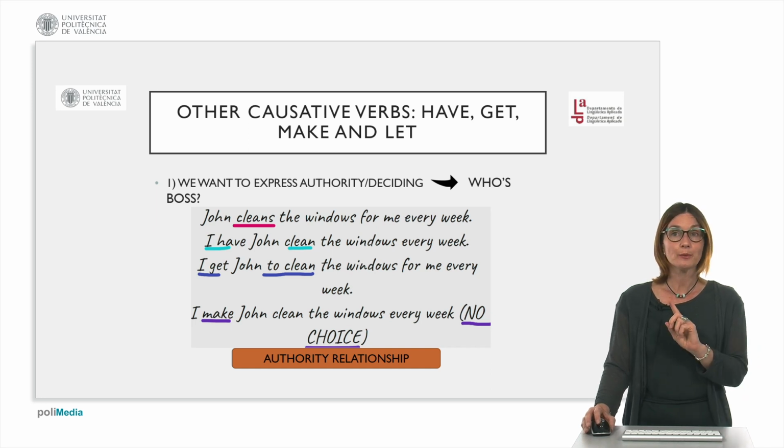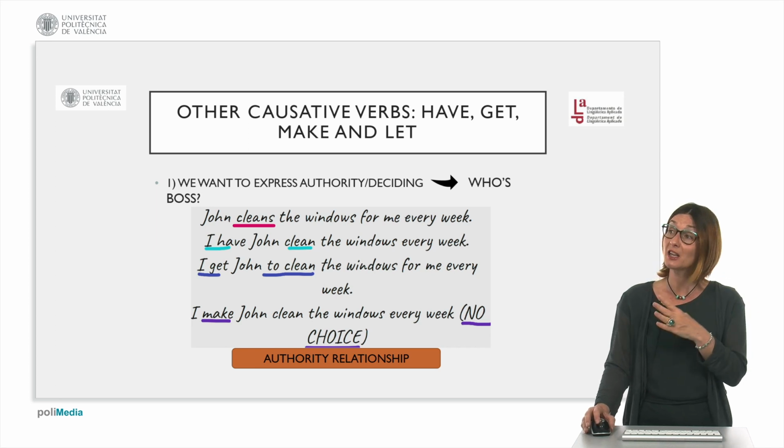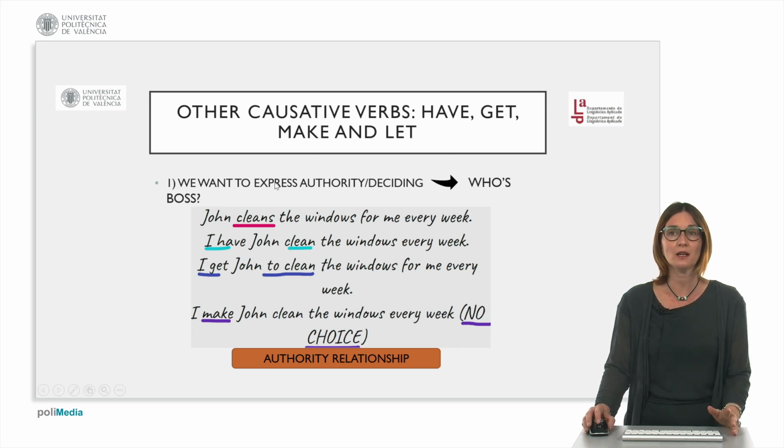Right, you can also use the verb make, but in this case, the authority is even stronger. So if you say, I make John clean the windows every week, it's like he has no choice. So just remember that we use this causative when there is some sort of authority relationship.